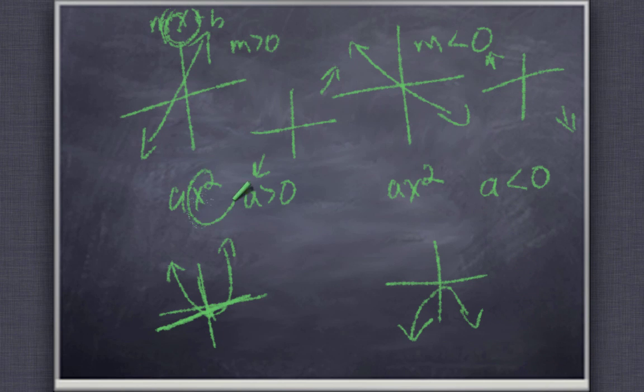With even leading terms, even degree, if the leading term has a positive coefficient, they both go up. If it has a negative coefficient, they both go down.